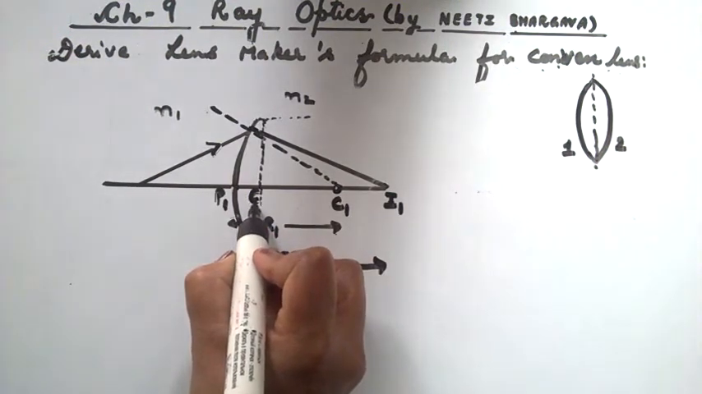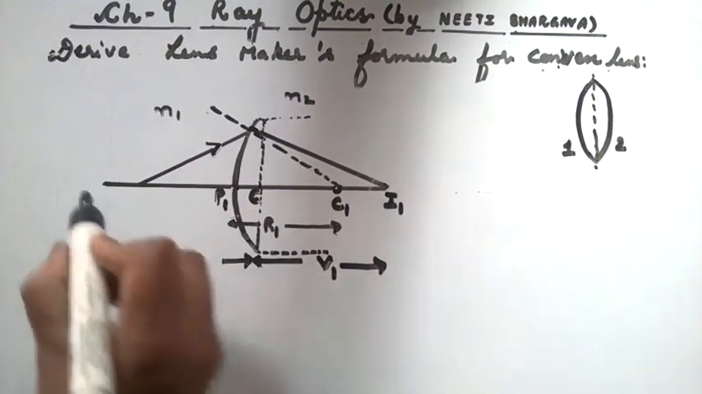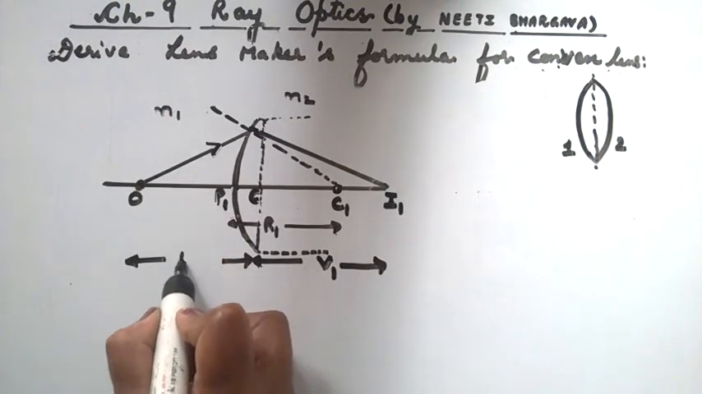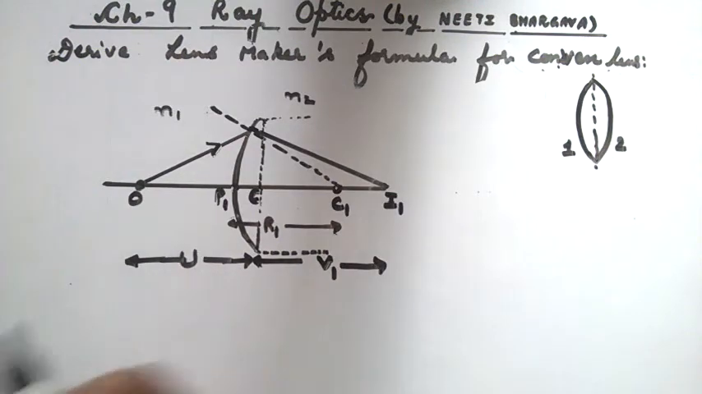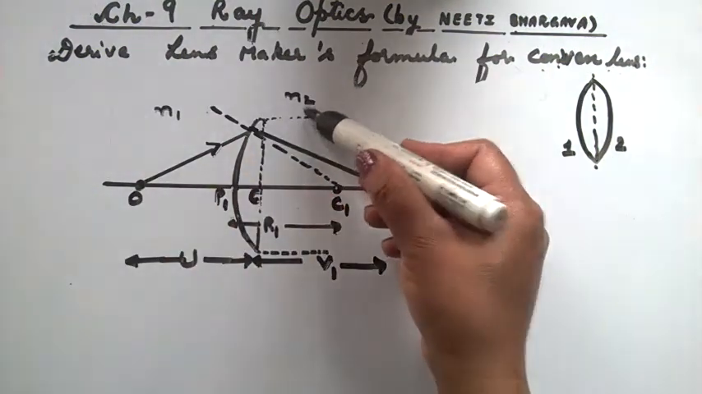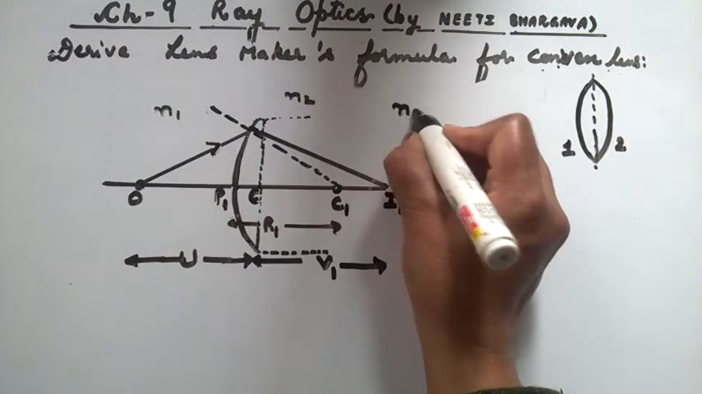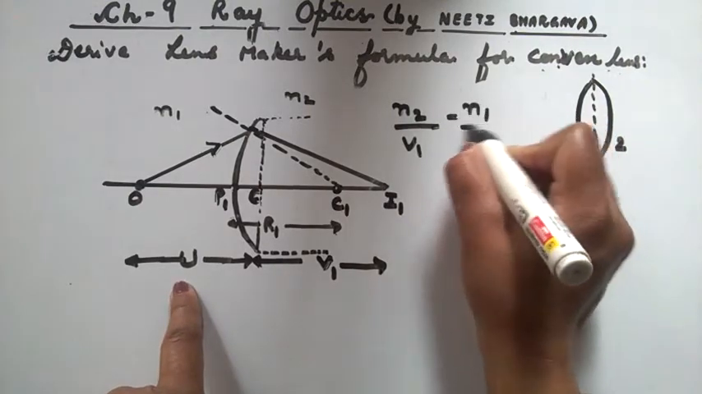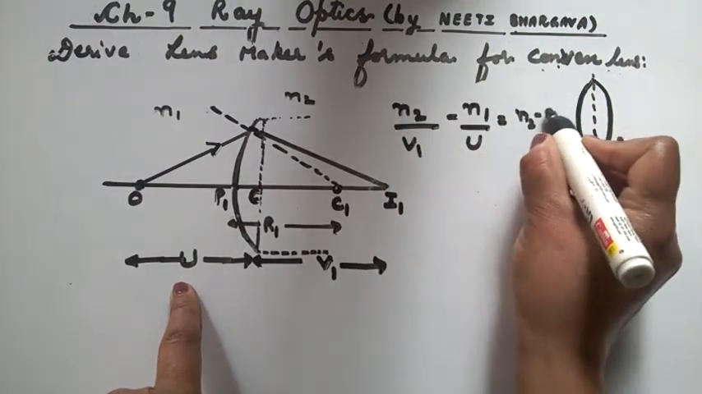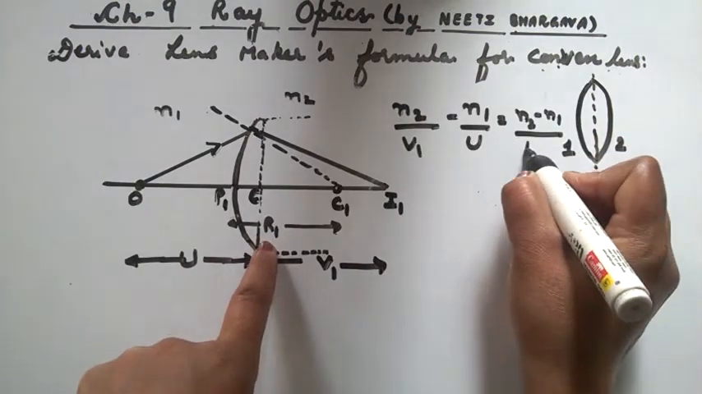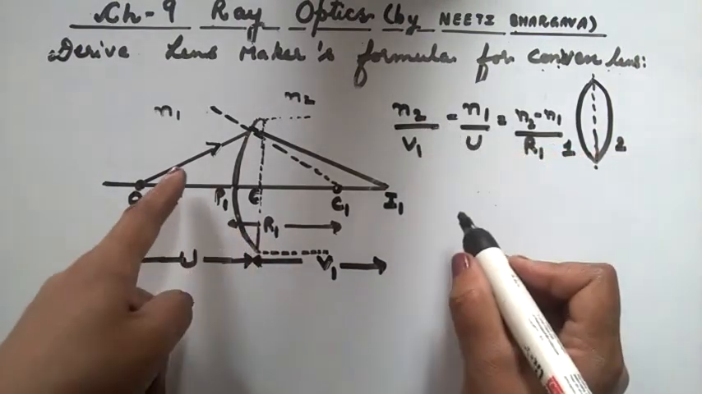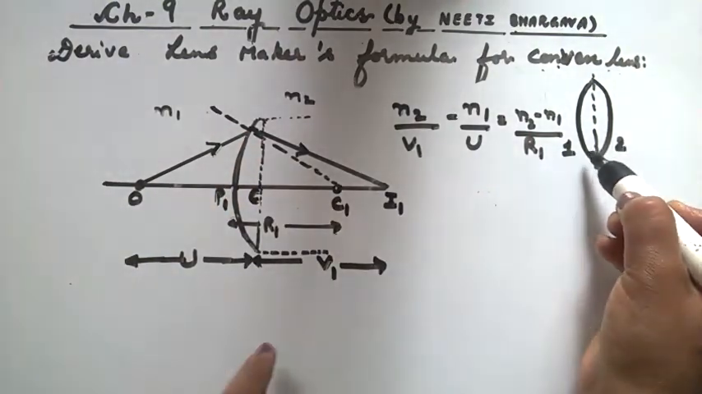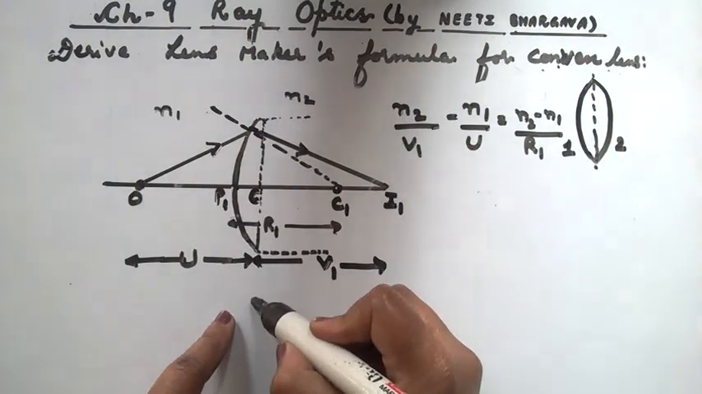And from optical center C to point O, that is the object, the object distance is U. So as we know, we get the relation N2 upon V1 minus N1 upon U equals N2 minus N1 upon R1, when the ray of light is coming from rarer to denser medium. Now here, let's consider the second surface.